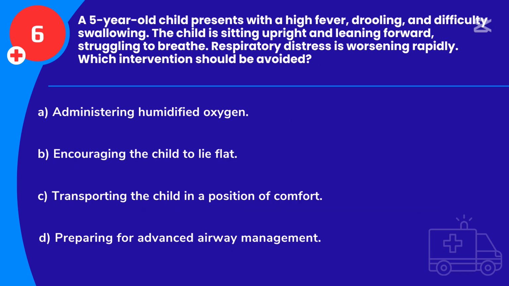Question 6. A 5-year-old child presents with a high fever, drooling, and difficulty swallowing. The child is sitting upright and leaning forward, struggling to breathe. Respiratory distress is worsening rapidly. Which intervention should be avoided? A. Administering humidified oxygen. B. Encouraging the child to lie flat. C. Transporting the child in a position of comfort. D. Preparing for advanced airway management.